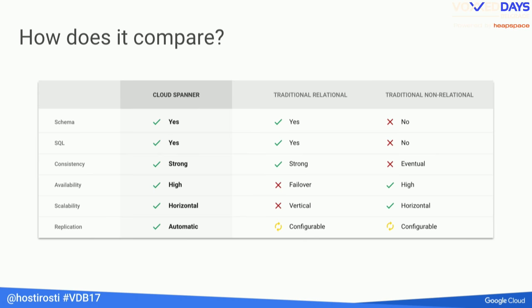Now, we get asked very often how Cloud Spanner compares to a traditional database system or to a NoSQL system. And most of the time when we get compared to a traditional database system, you think of your either single host MySQL or Postgres database. Or if you're a little bit more advanced, you think about a MySQL with a failover and read replicas.